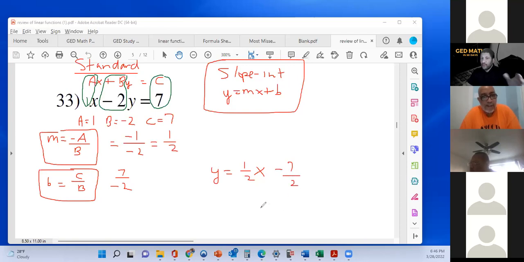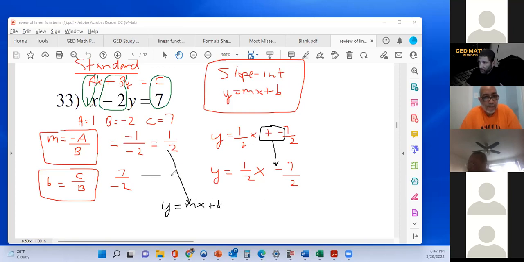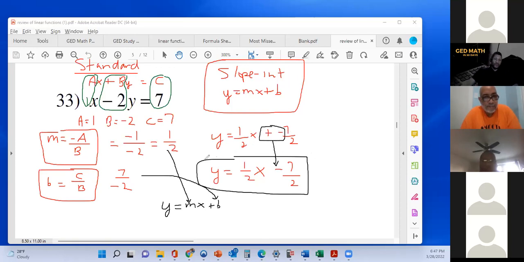Okay, now I heard what you said, Robert. You said Y equals 1/2 X plus minus 7/2, right? That's exactly what you said. A plus and a minus make a what? Negative. So all you have to do, remember, is plug it in. Y equals 1/2 X minus 7/2. Got me? Got you.